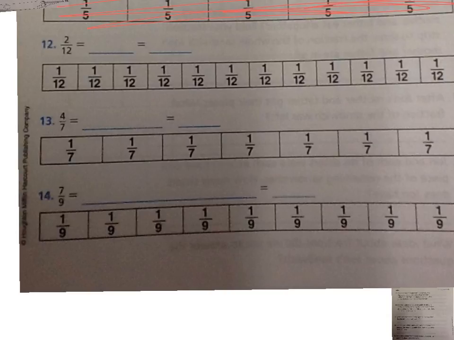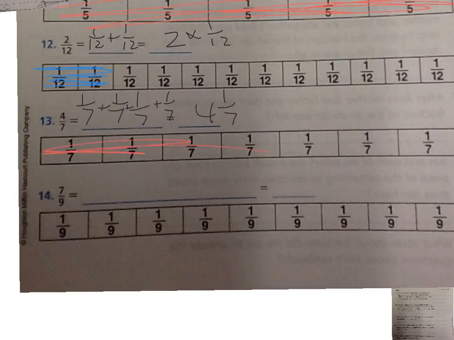Okay, so hopefully you said 2/12 is equal to 1/12 plus 1/12, or is also equal to 2 times 1/12. And if you shaded them, you would just shade 2 of them. 2 of the 12. Okay, next one, 4/7. We have 1/7 plus 1/7 plus 1/7 plus 1/7, which equals 4 times 1/7. There's your 4/7. If you shaded them, you'd have 4 of the 7ths. Notice I'm not changing the denominator on any of these, because the denominator is telling you how many the whole is broken up into. Do not change it.